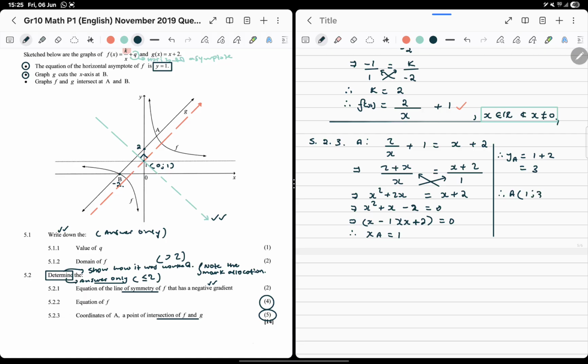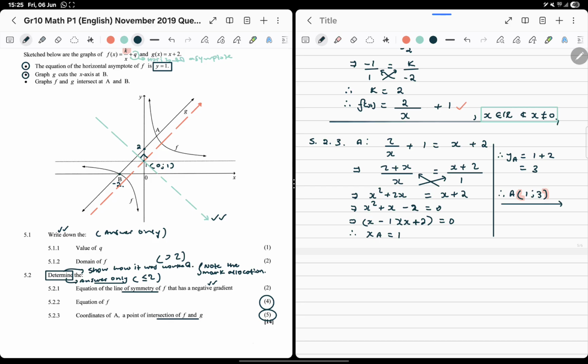Therefore, A is (1; 3). Remember, if we don't show the ordered pair, we are dead. Even if it's not a mark, we lose a mark for not showing it.